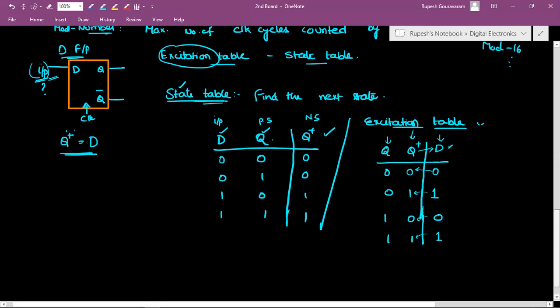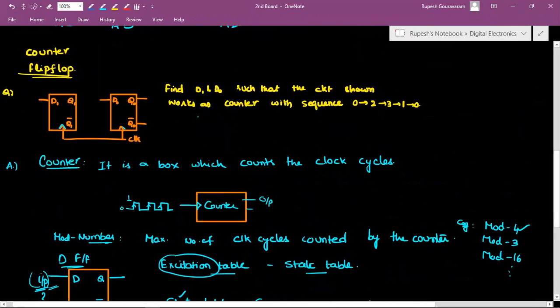So in the present question, let us see what they have asked. They have asked, find D1 and D0 such that the circuit shown works as a counter. So they are asking about D1 and D0, that is, they are speaking about the inputs, right? To find the inputs, which table will you use? Obviously the excitation table, right? We are not considering anything about the outputs. If it is asked about the output, we will consider the state table. Here they have asked about D1 and D0, so we'll consider the excitation table.